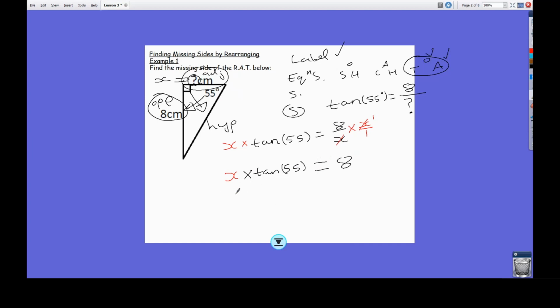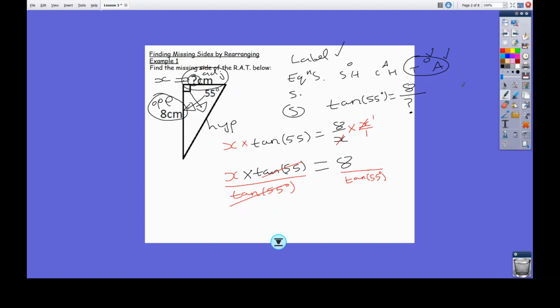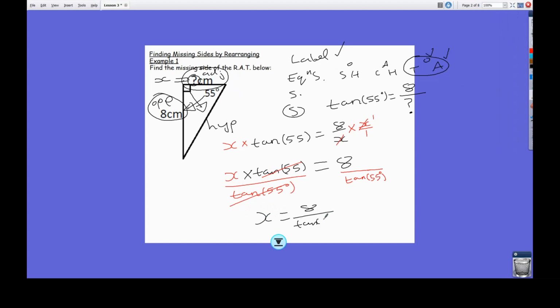Great. I want x on its own, so I'm going to divide both sides by tan 55. I am not dividing both sides by the number 55. I am dividing both sides by tan of 55. I will show you how to put this into your calculator too. So on the left-hand side, tangent of 55 will cancel out because I've got the same number. If I've got a number divided by itself, it just cancels to 1. So I end up with x is equal to 8 over tan of 55.